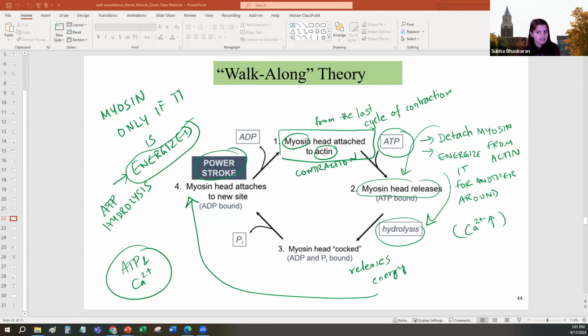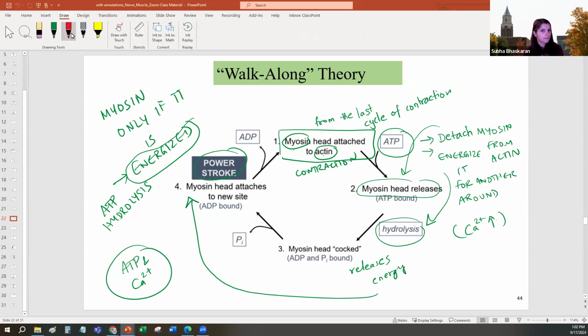Now, I just want you to see this slide real quick. This was something that we talked about. Remember the myosin head attached to actin, that is the contraction, yes or no? Right? So this is what we are trying to achieve. Now, this ATP coming in, what does it do? The first thing that it does is it detaches the myosin from actin, yes or no? Right? And then that ATP undergoes hydrolysis, correct?